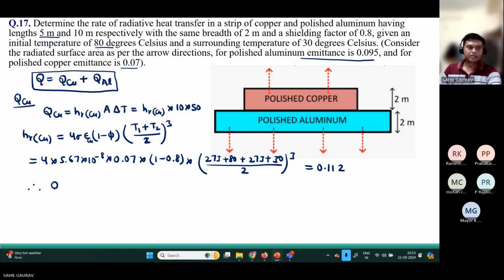Therefore, we will get the heat radiation. The heat radiation from copper will be 0.112 into 10 into 50. So you will get 56 watt.